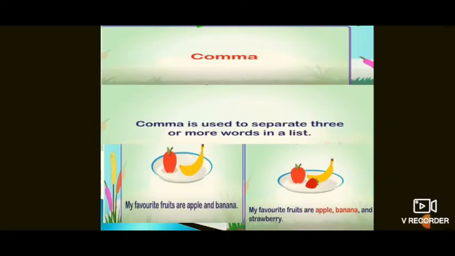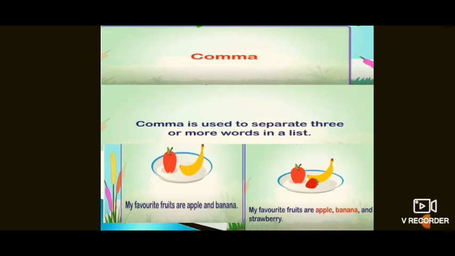Now the next one is comma. A comma is used to separate three or more words in a list. When there are two words, what we have to do, children, is use and. But if more than two words are there, you have to separate those words. And for separating the words, what punctuation mark do you have to use? You have to use a comma. Now in the first picture, can you see on the plate there are two fruits. My favorite fruits are apple and banana.